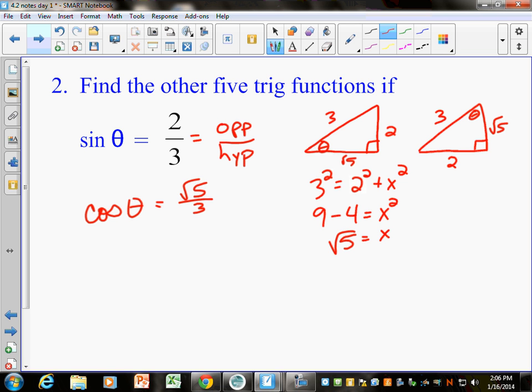Other questions about that? Tangent is opposite over adjacent, so you get 2 over the square root of 5. And what do we do to get that square root of 5 off the bottom?